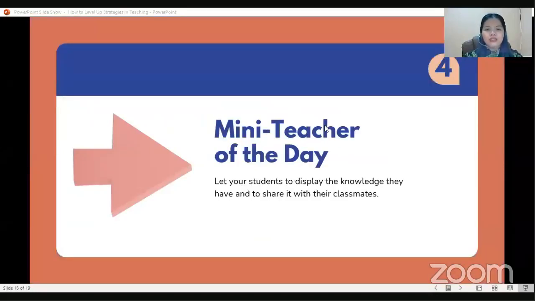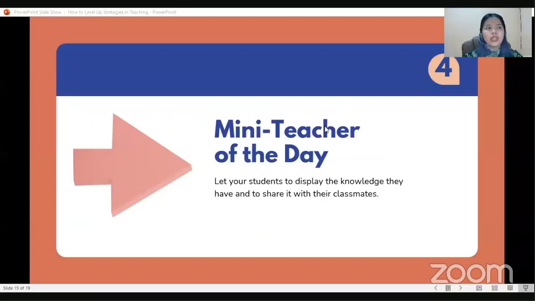And next is the mini teacher of the day. So, in a class, we could also encourage one student to pretend to or to act like a mini teacher, just like you po. Kasi if they would try to be the one who is leading the class, I think they would be able to share or display their knowledge. They would share what they know and they can easily share it with their classmates. So parang ST, pero for a day lang.